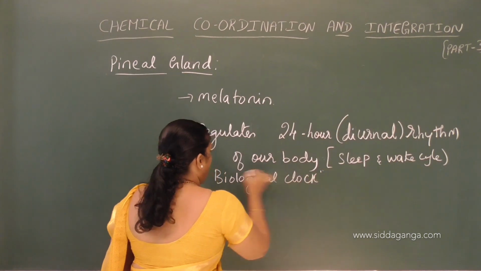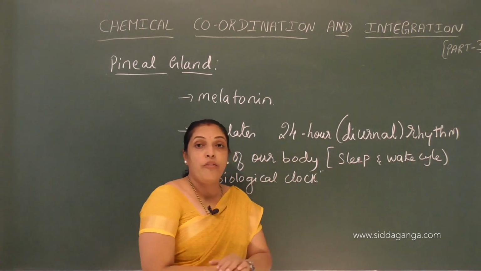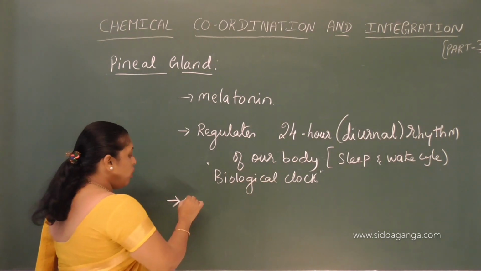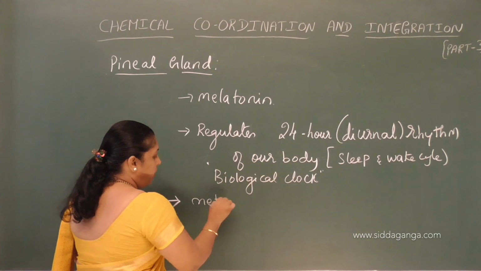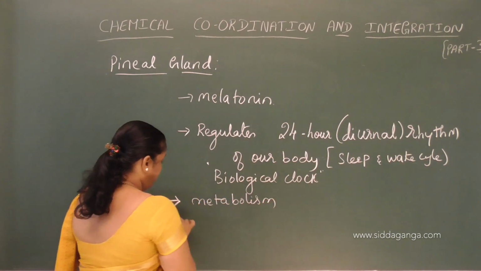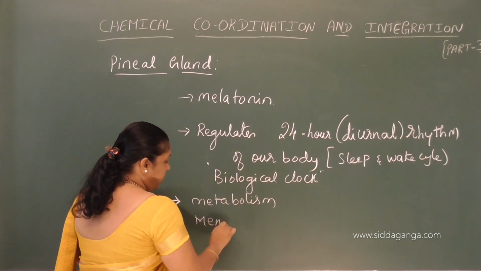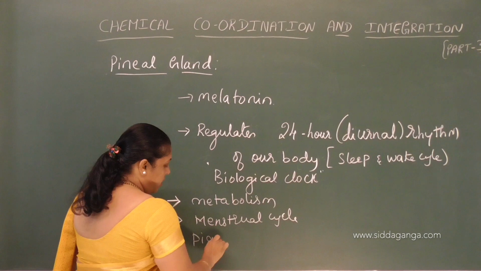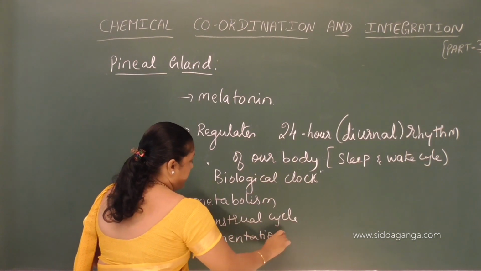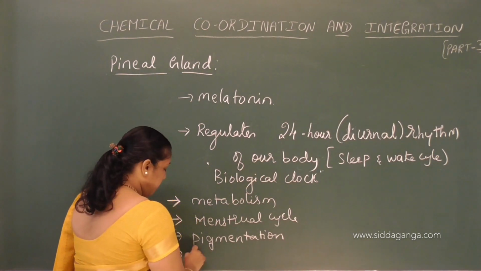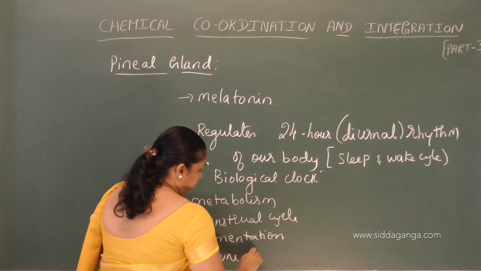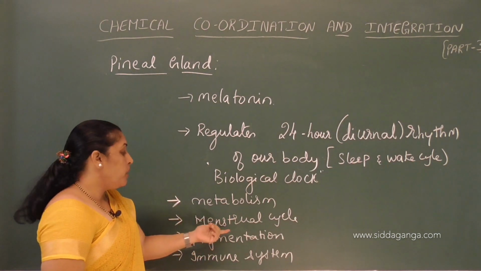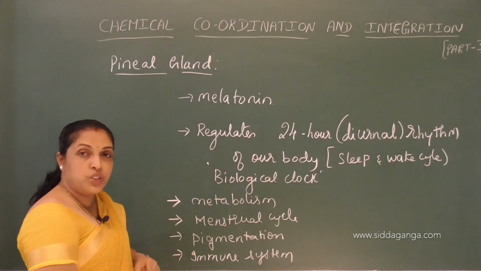That means it helps to regulate sleep and wake cycle. With this, it also influences metabolism, menstrual cycle, pigmentation, and immune system. Melatonin also has effects on metabolism, menstrual cycle, pigmentation and immune system in our body.